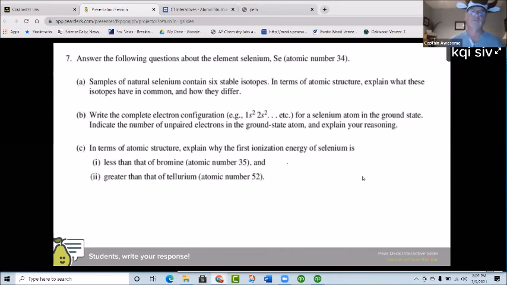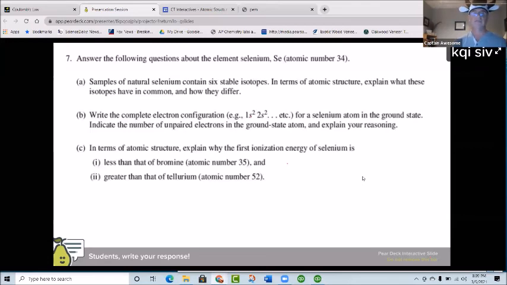And then for part B, they're going to ask you to write a complete electron configuration. So no noble gas configurations for selenium. And then how many unpaired electrons are there, and explain your reasoning. You can't just say 3 without giving some kind of an answer of how you know that kind of thing.